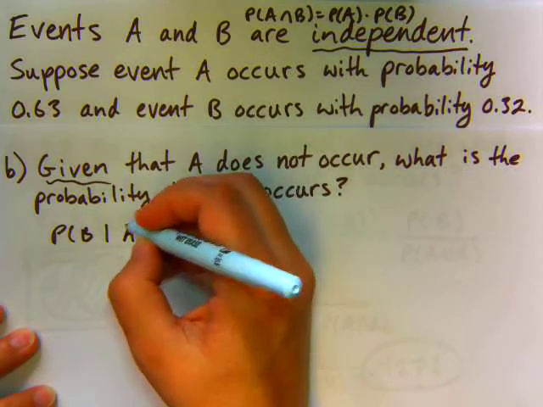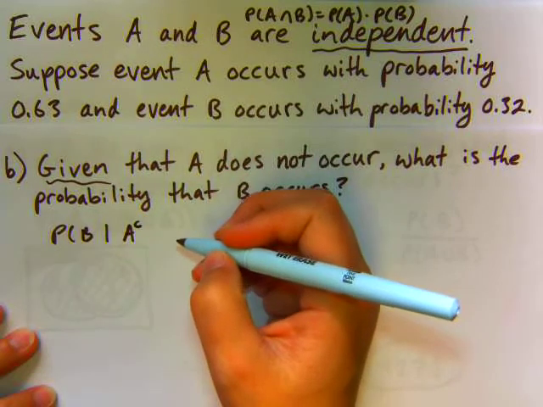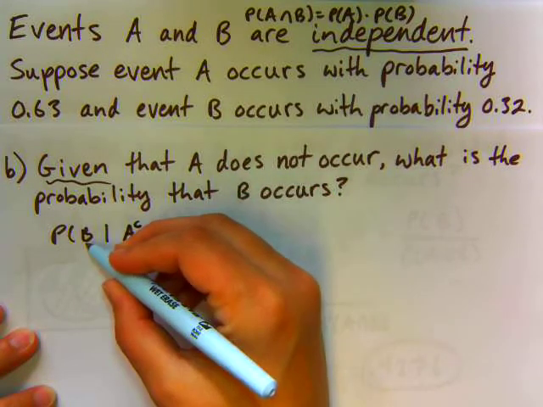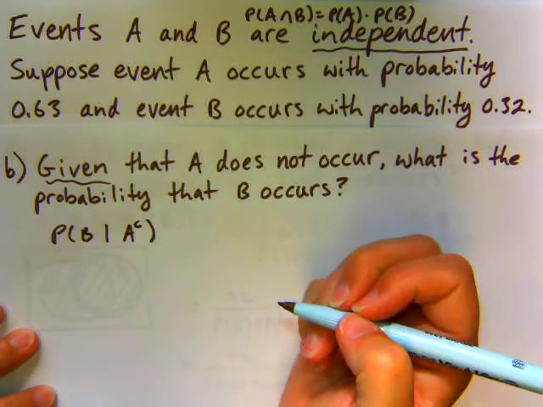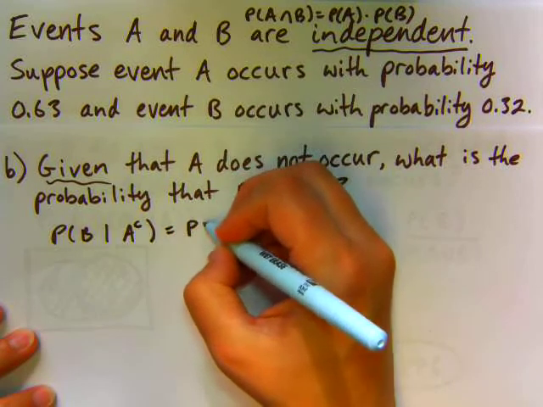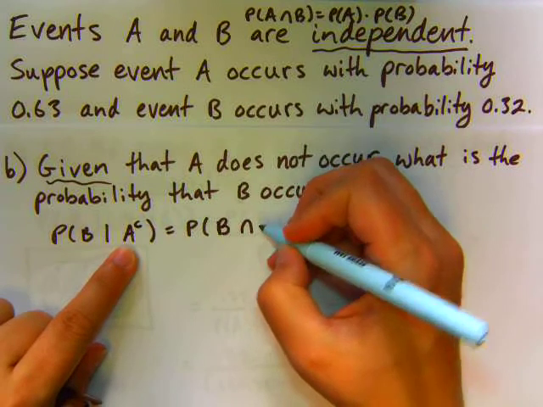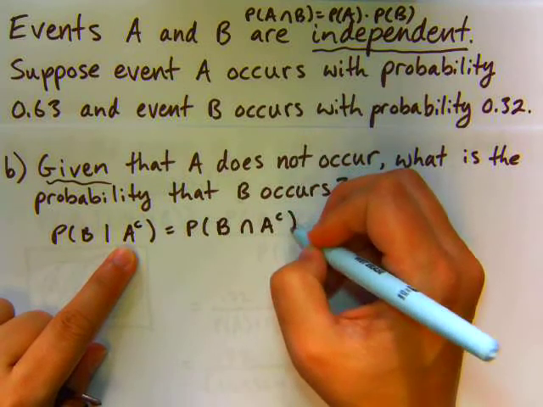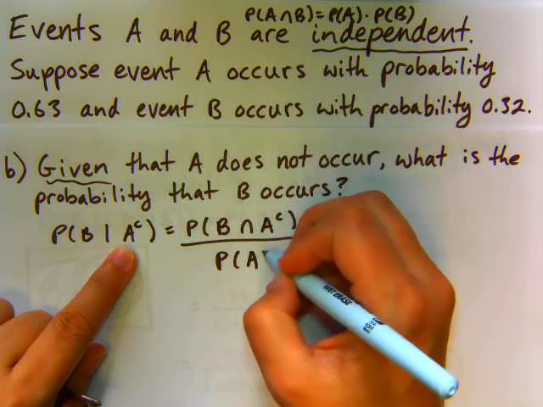And for complement, I'm going to use a little superscript C. So the probability of B, given that A does not occur, looks like this. And we can, again, write that out as our conditional probability: the probability of the first event intersected with the second event, divided by our condition.